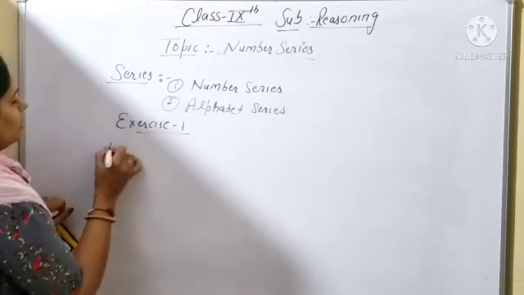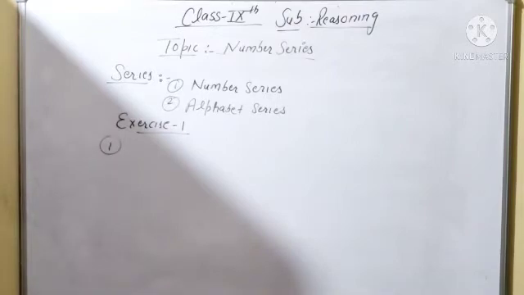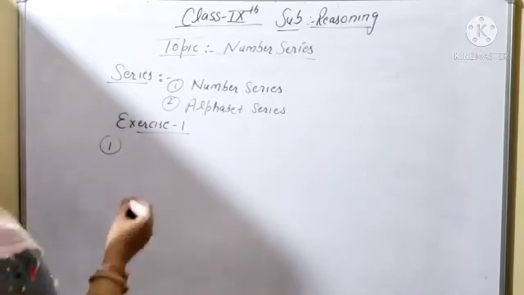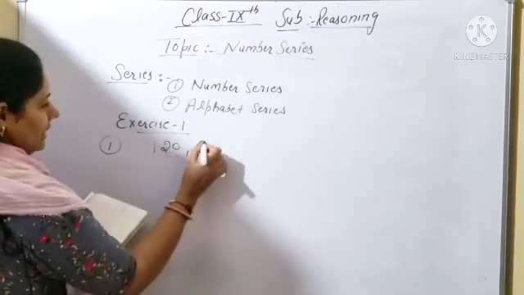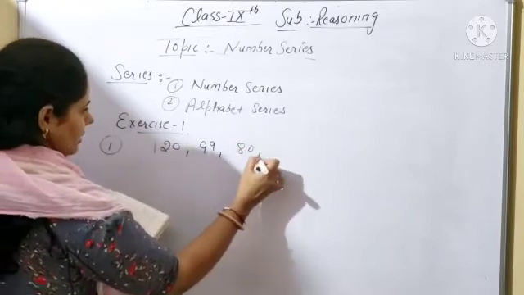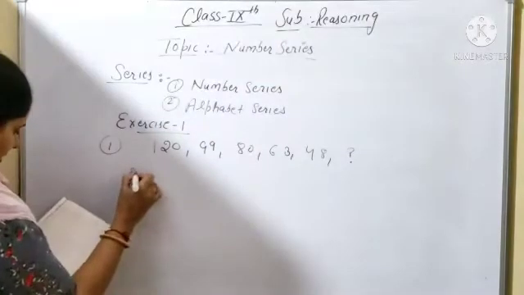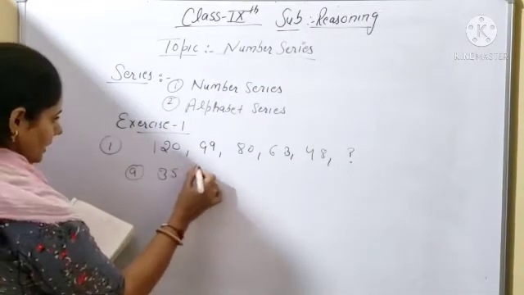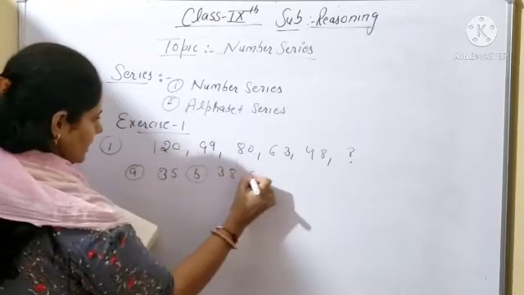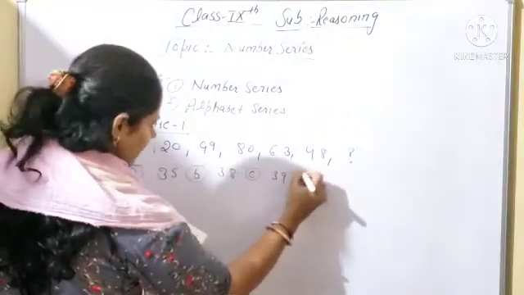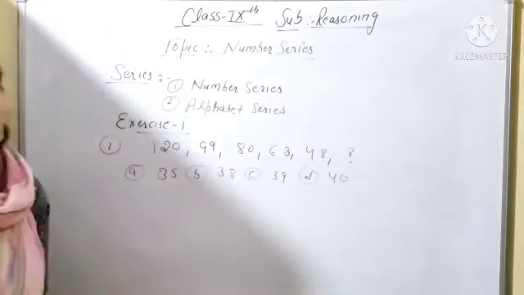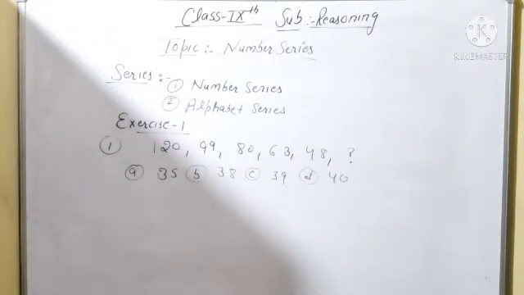Exercise 1. Okay, so here, what is the first question given? Exercise first question: 120, 99, 80, 63, 48, and what will be the next number? Options are given: A 35, B 38, C 39, and D 40. Clear? So you have to find out what will be the next number.